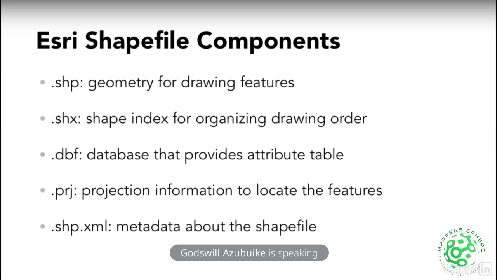Like if you're working on Lagos now, your projection should be based on MINNA Zone 31 N, WGS 1984 Zone 31 or MINNA UTM Zone 31. So it contains the projection data. Then you have the .shp.xml. That's the metadata. Metadata is like attribute data, but it's just a little bit different. We'll look at it on the ArcCatalog. So the metadata gives you more information, more description about the shapefile.